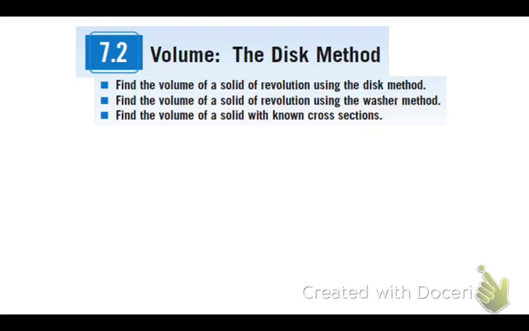Okay, so 7.2, volume, the disk method. Our learning goals are to find the volume of a solid of revolution using the disk method, the washer method, and known cross sections. We will mostly be doing the disk method and washer method.